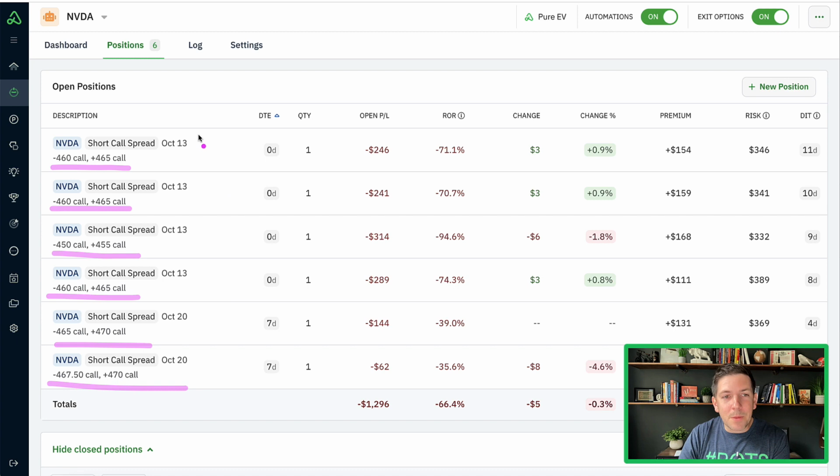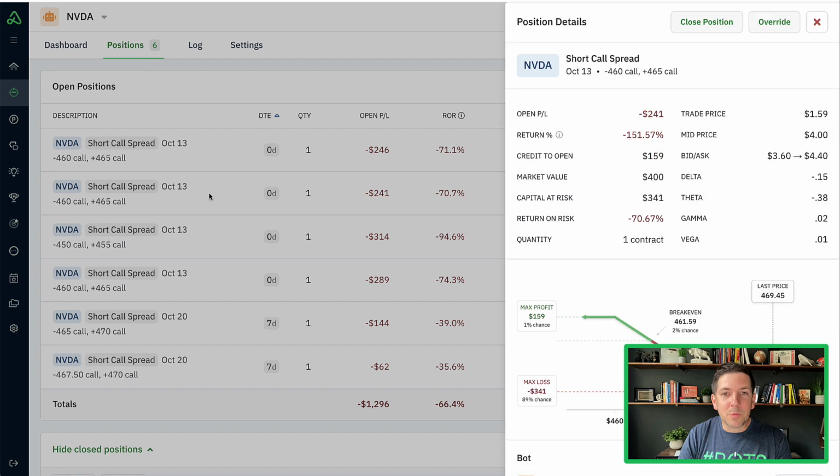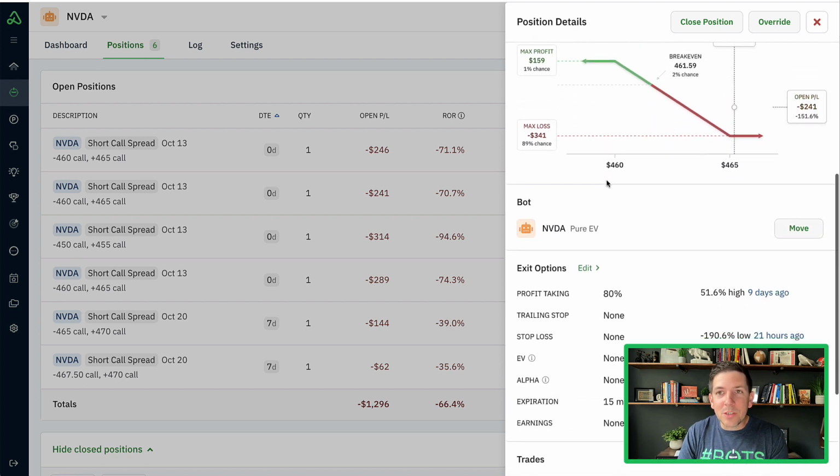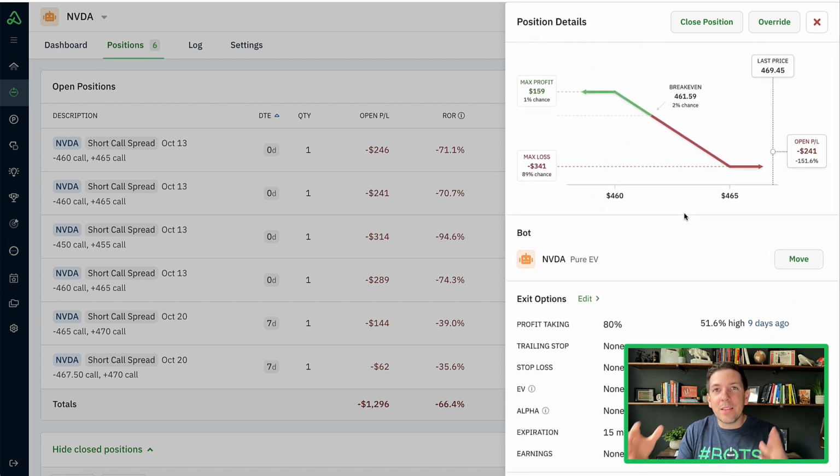And essentially what happened here is that it entered roughly the same position. Now, some of these strikes are a little bit different, but roughly speaking, it was all short call spreads. They were all around the same strikes, and they were all entered in the same expiration period. So what we ended up having was a big portion of our portfolio pinned to this one expiration period and this one set of strikes, which makes it really, really risky, because if NVIDIA goes the wrong direction, which it did, then everything kind of blows up for this particular symbol.